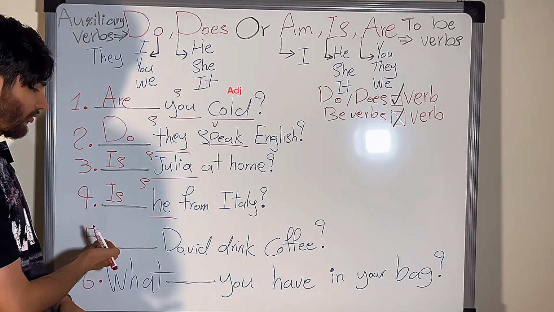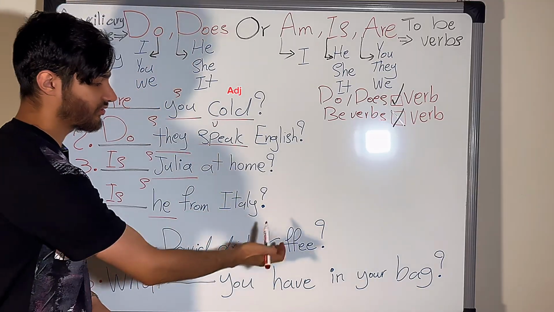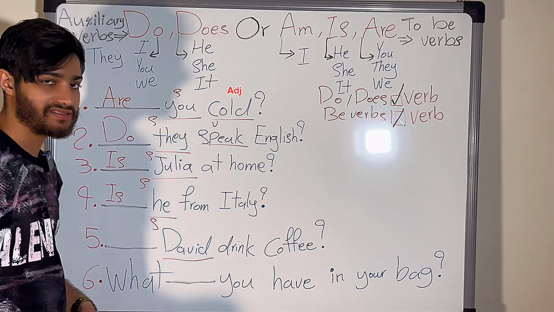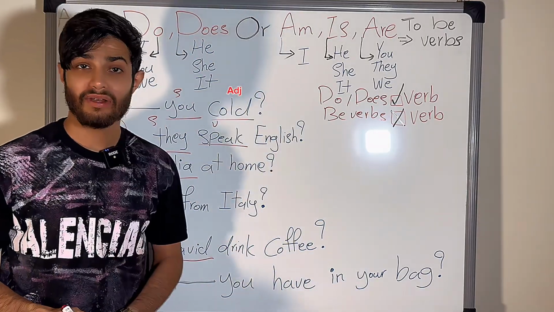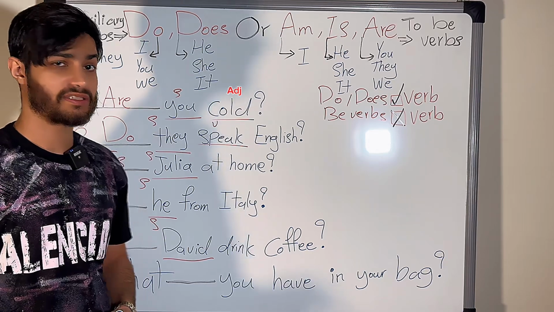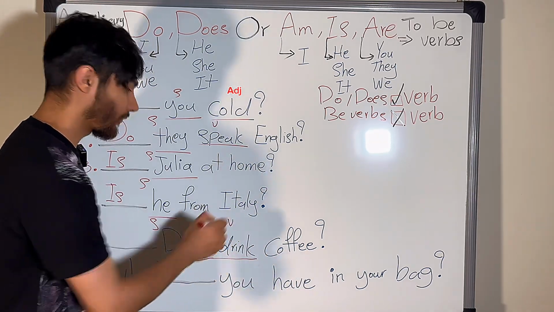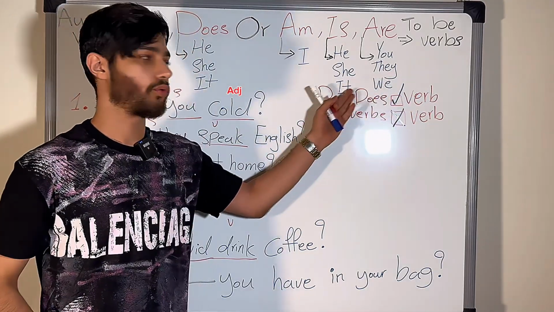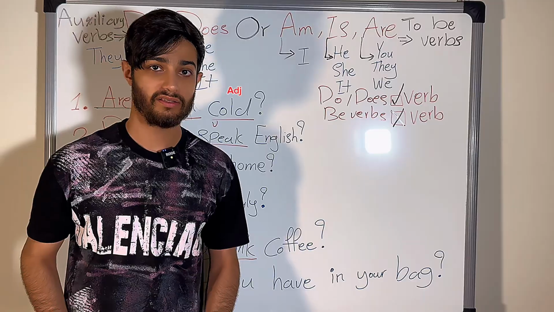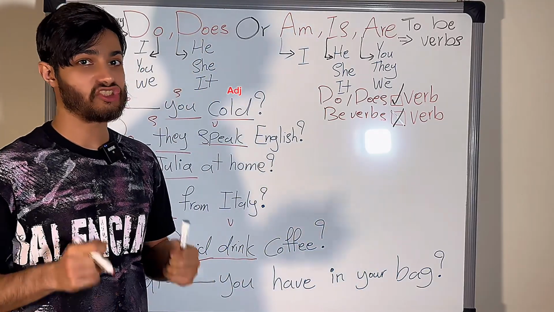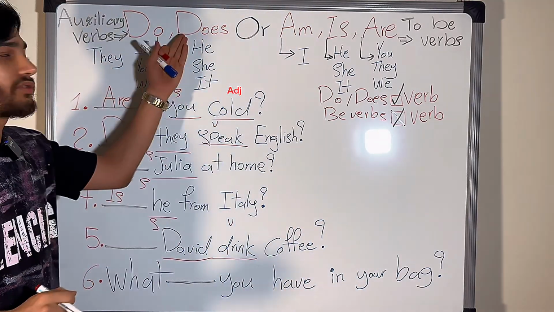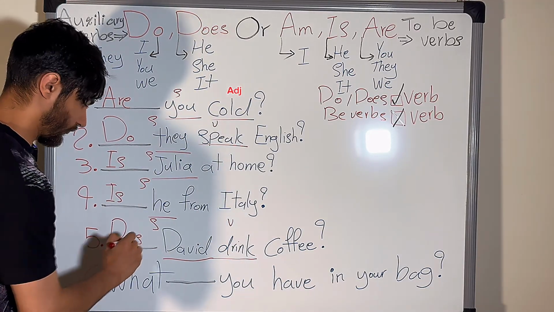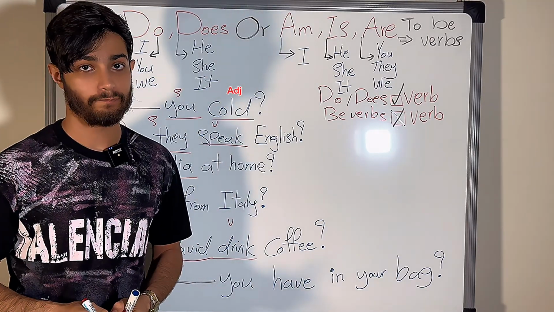Next one, number five, David drink coffee. What is my subject? My subject is David, and David is he. But do I have a verb? Yes, I have. What's my verb? My verb is drink. So when I have a verb in my sentence, I should use do or does. And when the subject is he, she, or it, I should use does. So, does David drink coffee?